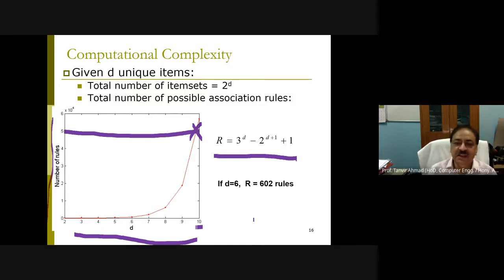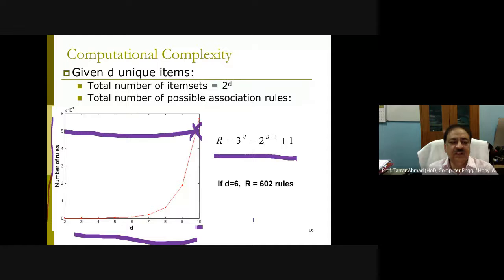That means even if D is equal to 6, this formula will result in 602 rules. Now if D is equal to 20, this becomes 3 to the power 20 minus 2 to the power of 21, which is also a very, very large number. It becomes millions and millions. If D becomes say hundreds, it is almost impossible to find that.